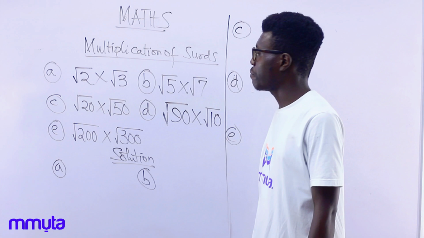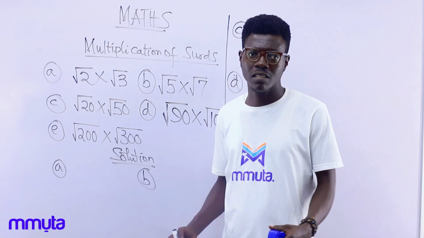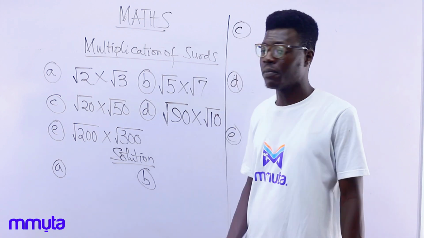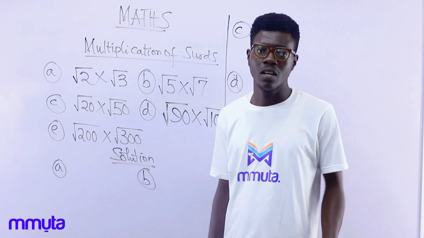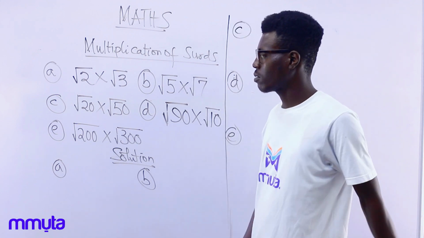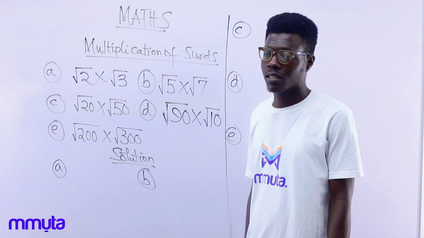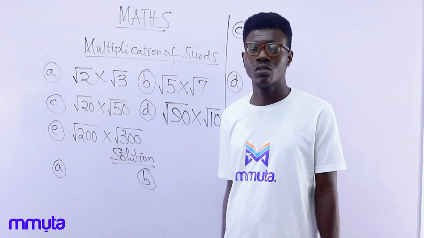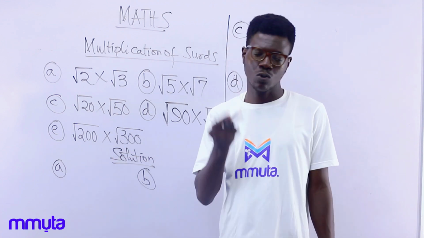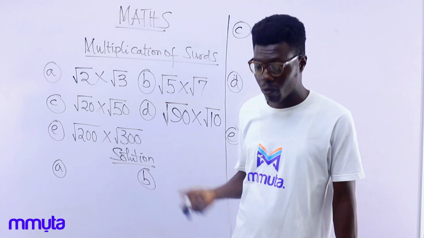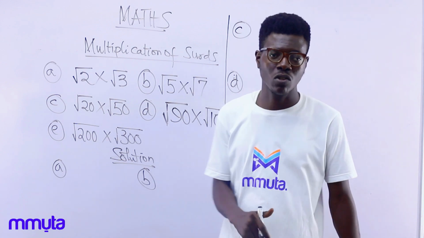On the board, we have mathematics as our favorite subject and multiplication of surds as our topic. How do we multiply surds? Before we attempt the questions we are seeing on the board, I want us to look at two important rules that will guide us in multiplication of surds.